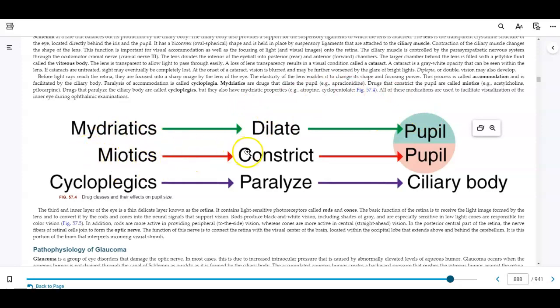Miotic drugs constrict the pupil. To me, I do the O. So miotics here constrict the pupil. Don't have to worry about cycloplegics too much because typically we don't do that at the bedside, but we'll use lots of mydriatic or miotic medications. So first, understand that.